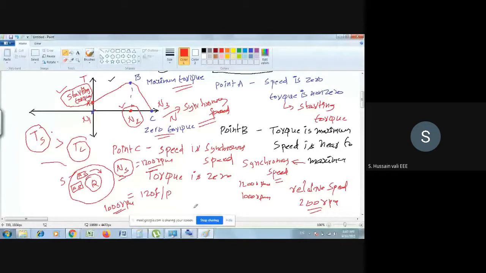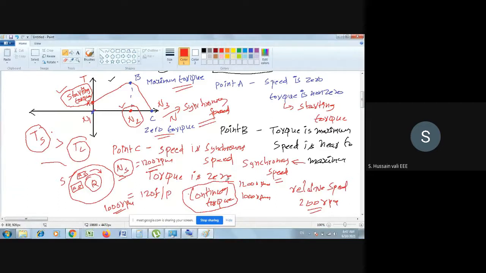When they are always changing, there is always a force of interaction. There is a continuous force of interaction, or I will say continuous torque. This continuous torque will rotate the rotor. That's what happens exactly.